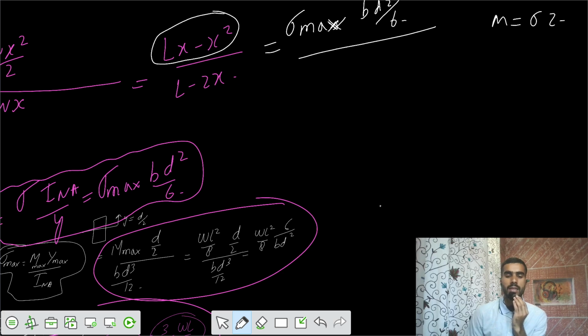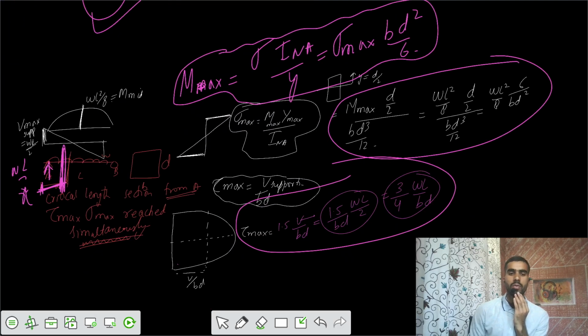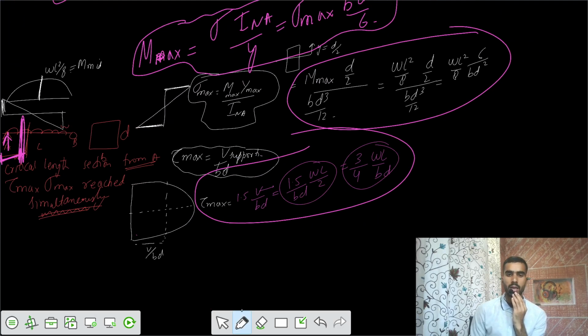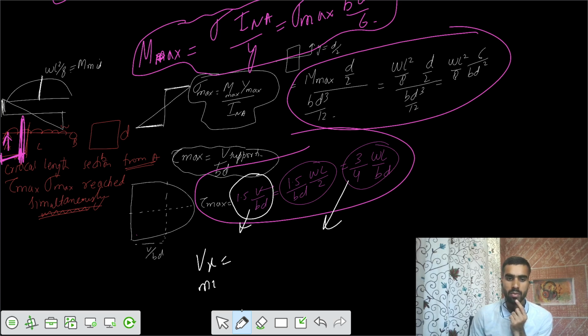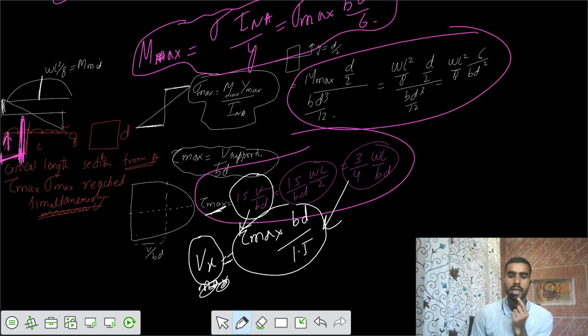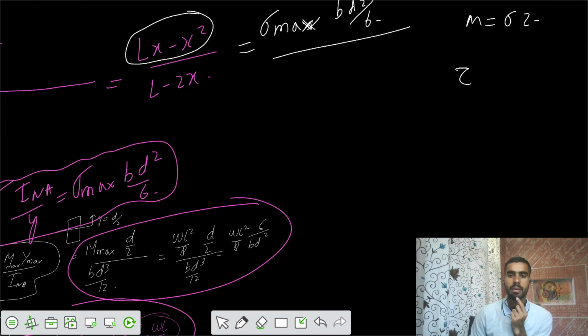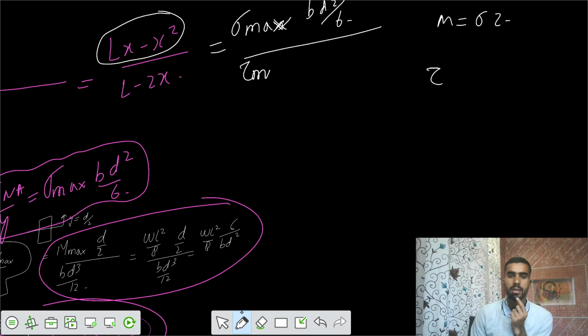And similarly, for your shear force at a particular location, we know the equation: shear stress equals 3 by 4 of, or we can write in terms of this one, 1.5 V by b d. So your shear force at any x should be maximum. Now we want the shear force at any particular location such that it would give me a tau max. It would give me tau max into b d by 1.5. So I have to write tau max b d by 1.5.